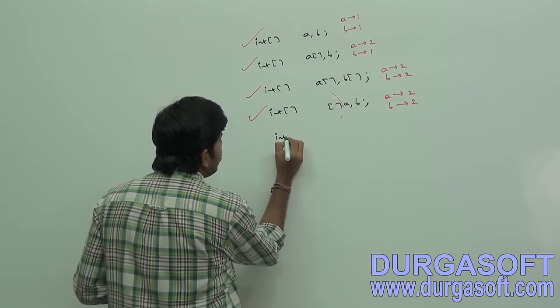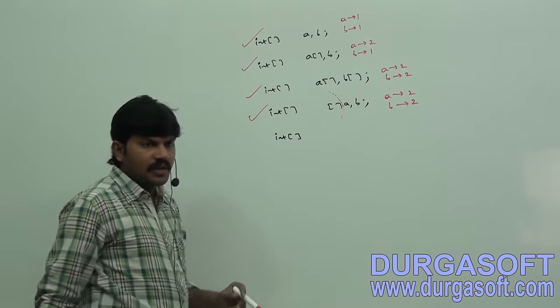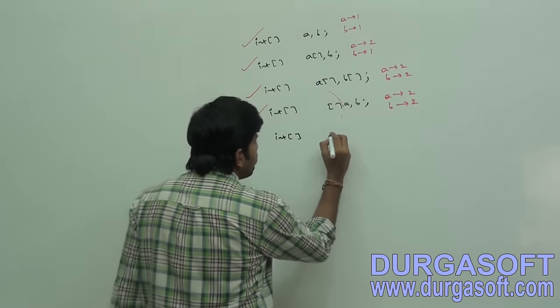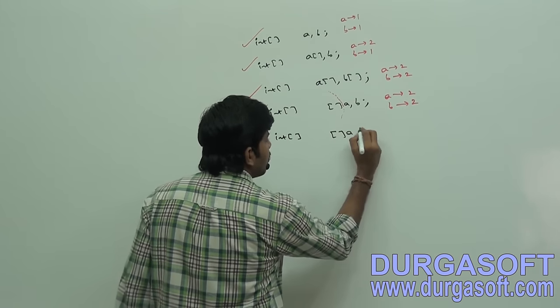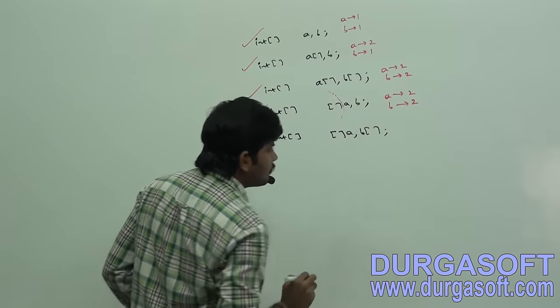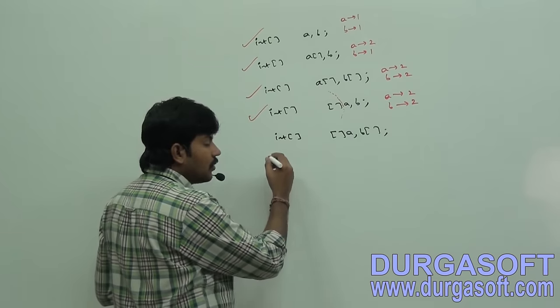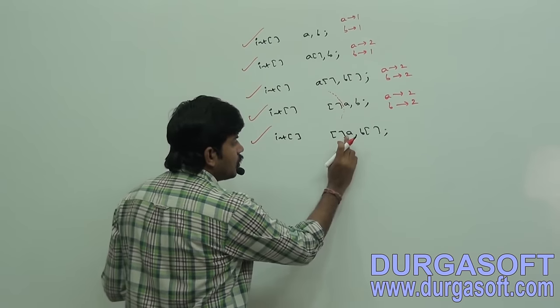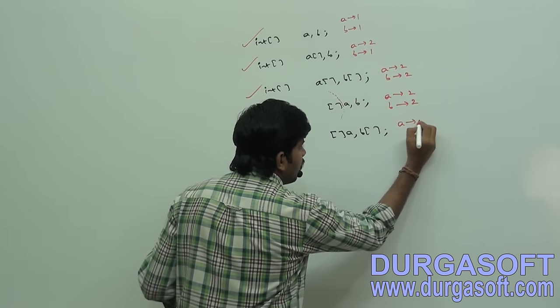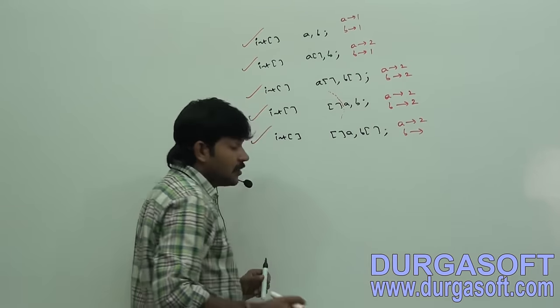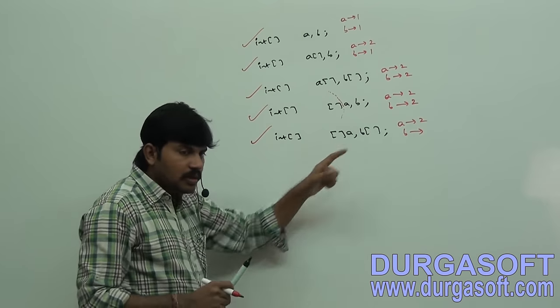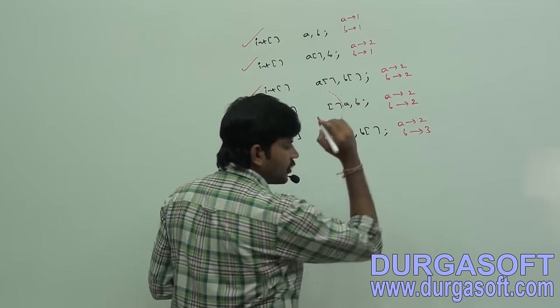Next, int array. Here I'm taking A comma B like this. What is A's dimension? 2 dimension. What is B's dimension? 3, 1, 2, 3 is nothing but 3 dimension, right?